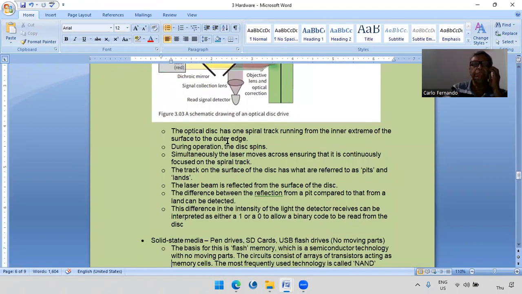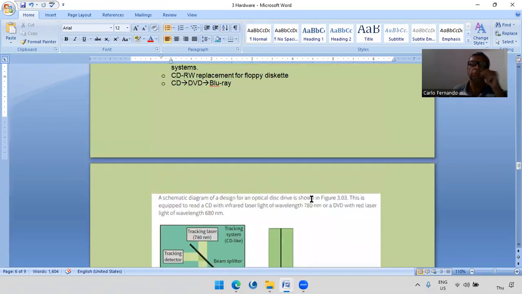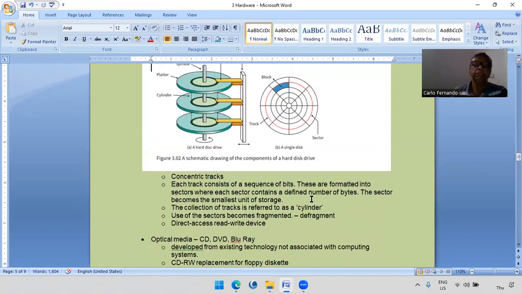The optical disc has one spiral track running from the inner extreme of the surface to the outer edge. So there is a difference from what we saw. That was concentric, with one center, but in CDs and DVDs you have the spiral.